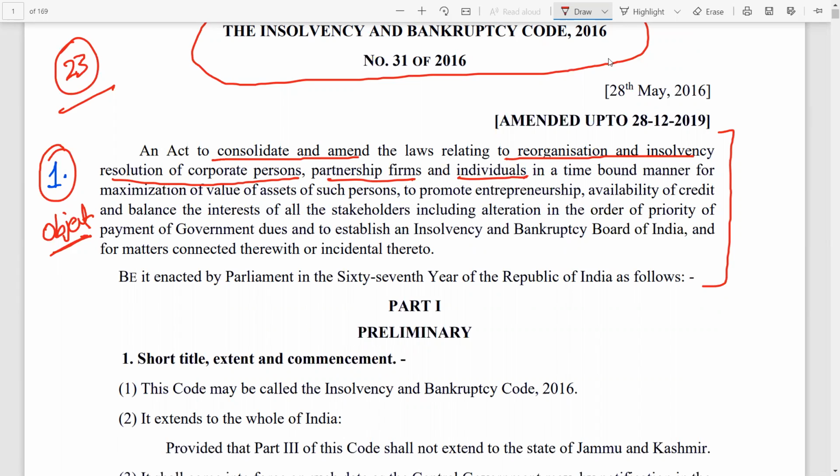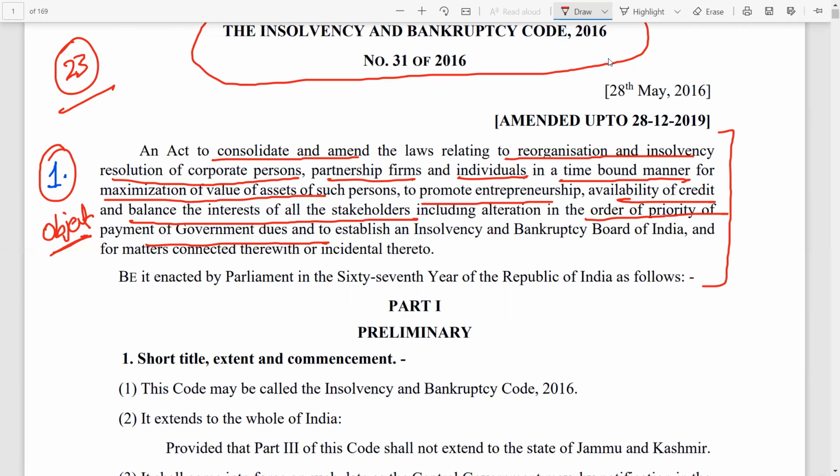Second, it is to be done in a time bound manner. Earlier the time limit was not there, so the insolvency process used to go on for multiple years, but now it is time bound. Then it is for the maximization of the value of assets, promoting entrepreneurship, ensuring availability of credit, balancing the interest of all the stakeholders, and also altering the order of priority of government dues. Under the Companies Act waterfall provision, when a company got liquidated, the government dues were preferential creditors, but now they are not. Their hierarchy has been put at a lower level when it comes to payment.